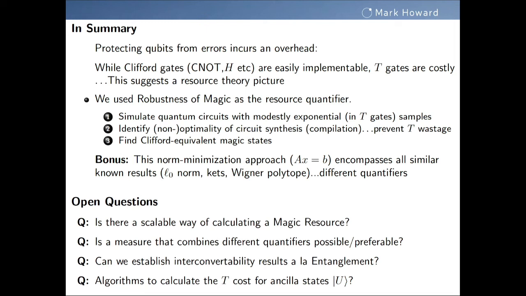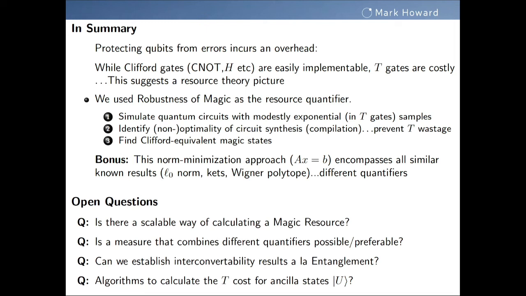Is a measure that combines different quantifiers possible or even preferable? The Bravyi, Smith, Smolin Schmidt rank approach seemed to find that T states were amongst the cheapest of the pure non-stabilizer states, whereas we find them quite expensive within our robustness picture. So different quantifiers give you different answers for what's expensive and what's not. Is there some way of comparing these things that means we should choose one over the other? Maybe ultimately it's what gives us the best simulation scheme. Resource theories in other fields like entanglement have results on asymptotic interconvertibility and stuff like that. Can we establish similar results here?